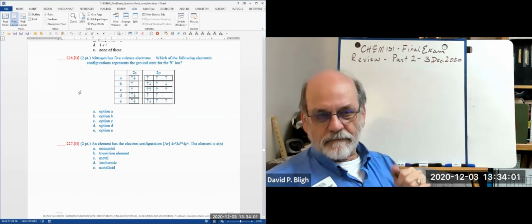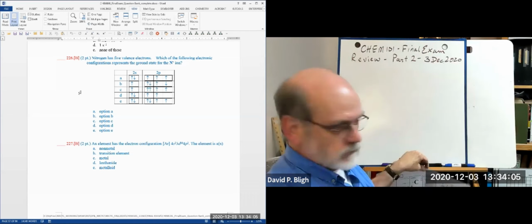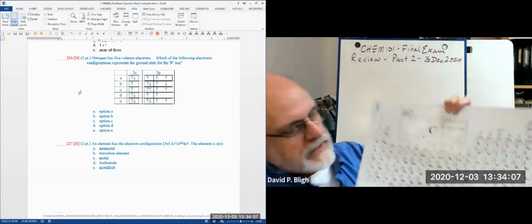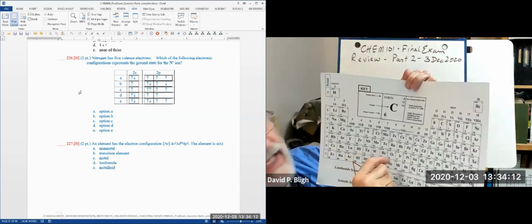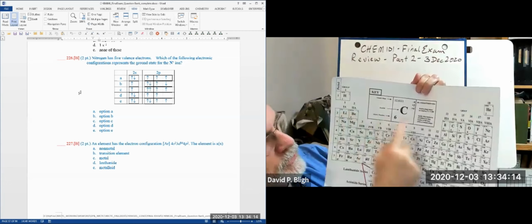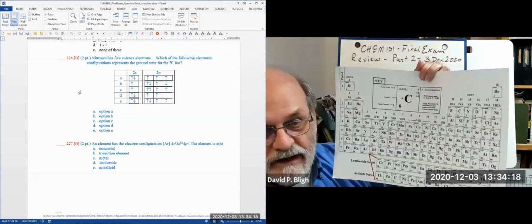Okay. Nitrogen has 5 valence electrons. Is that true? Let's check our chart. Where's nitrogen? Okay, nitrogen's right here. How many valence electrons does it have? 1, 2, 3, 4, 5. 5 valence electrons.